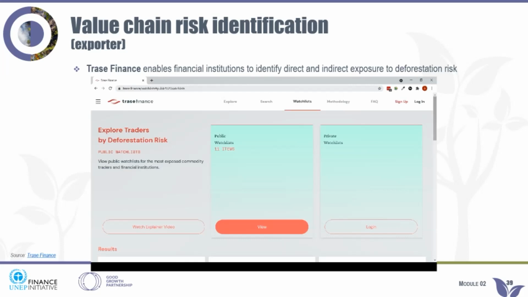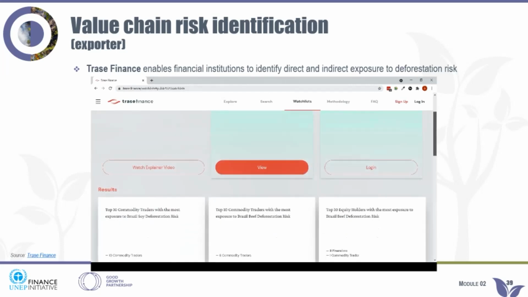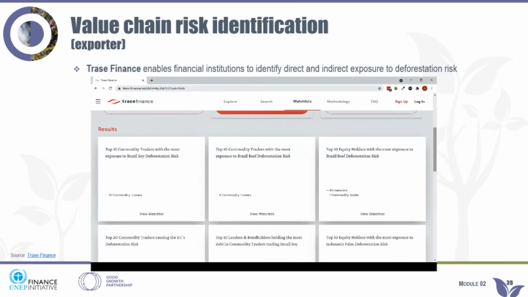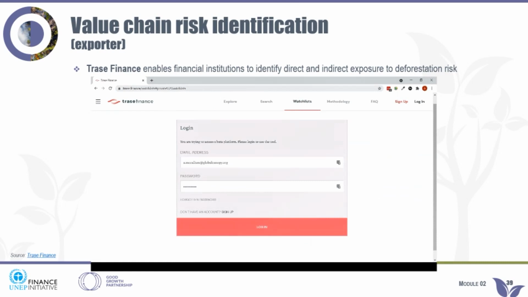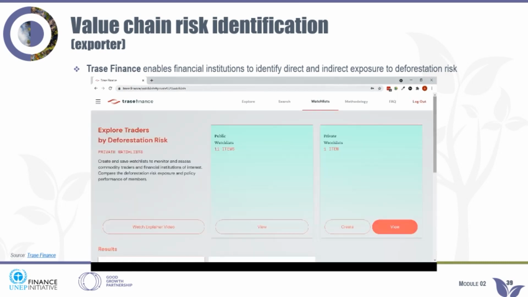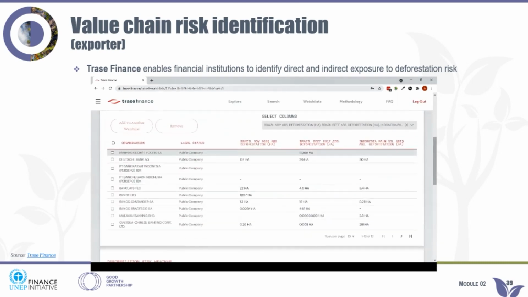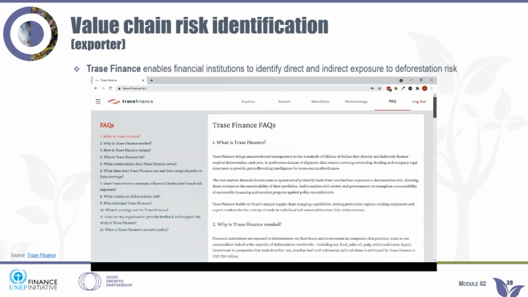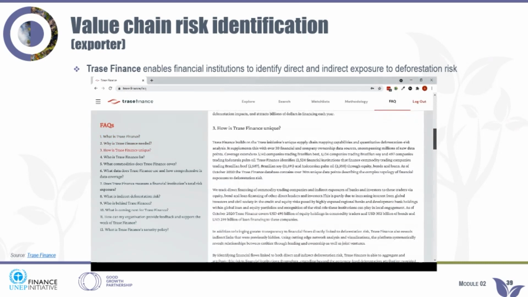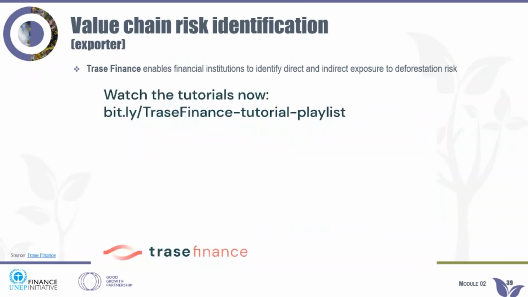Another feature of the platform is the ability to view and create watch lists. Public watch lists include those showing the top 10 equity and debt holders in terms of exposure to deforestation risk in each of the 3 commodities. Log in to Trace Finance to create your own private watch lists, which you can edit, save, and come back to. For example, here is a watch list highlighting Norway's government pension fund's high-risk holdings. If you have questions about Trace Finance, you can go to the methodology and FAQ sections on the platform. We hope you enjoy exploring Trace Finance. Watch our tutorials for more detail on how to use the platform to understand and manage the risks of financing commodity-driven deforestation.